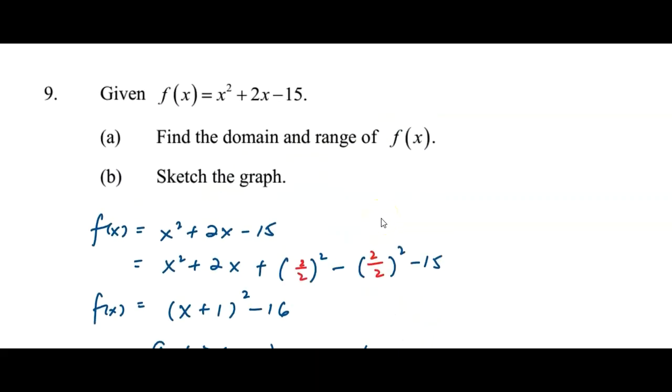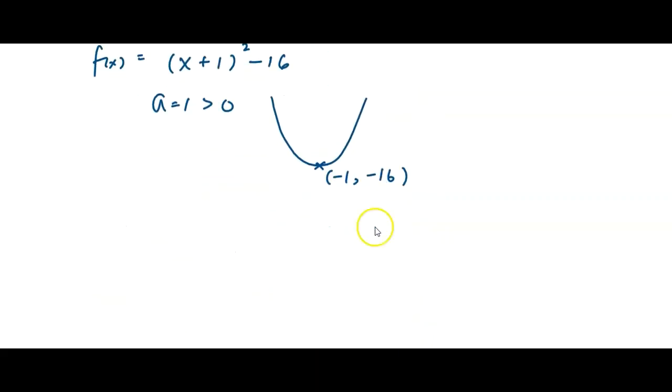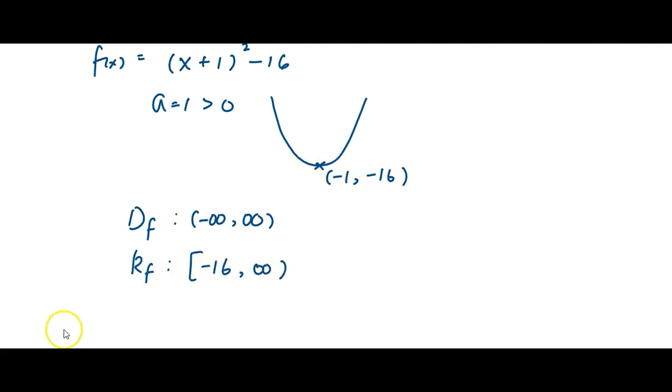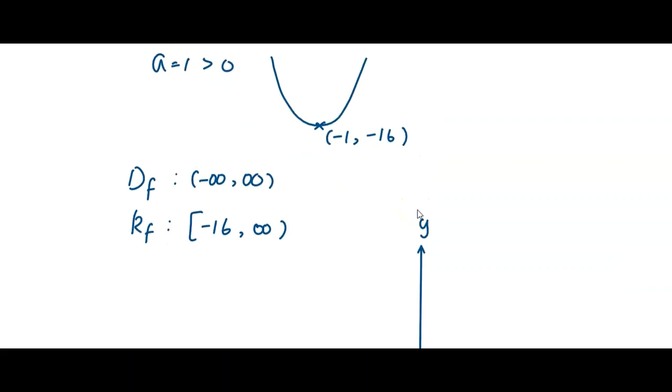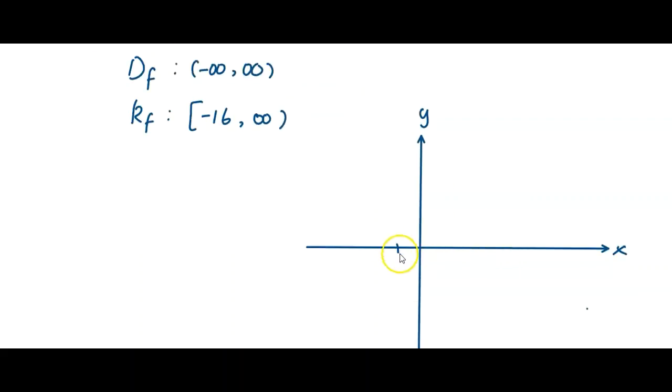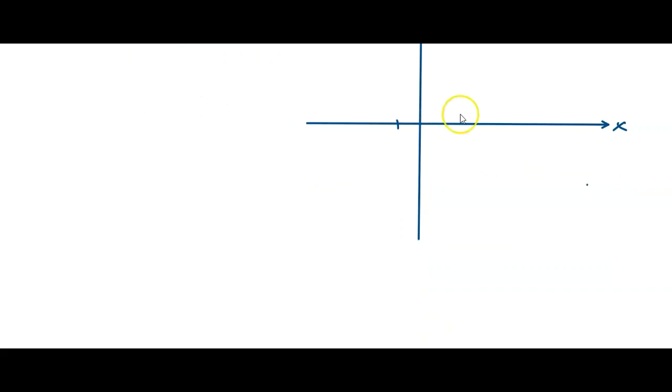Okay, so once you have the minimum point, you can find the domain and the range. For any quadratic function, if the domain is not restricted, it is always from negative infinity to infinity. And the range starts from negative 16 up to infinity. And next, the question asks us to sketch the graph. To sketch a graph, I will just sketch the negative 1, negative 16 first. Negative 16 is very down here.